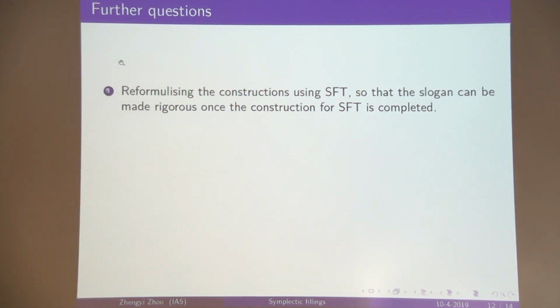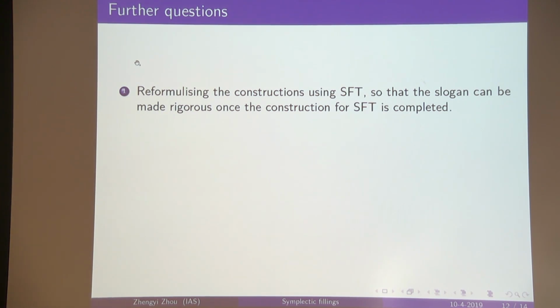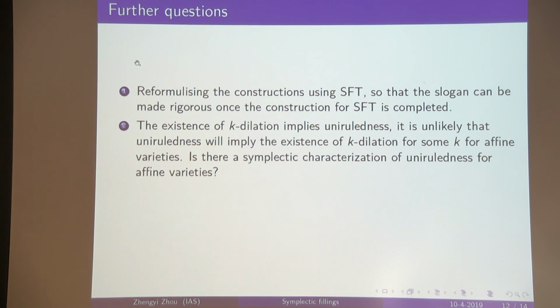I'm using the easy technique called symplectic homology, but if you use SFT, potentially you can get a much stronger result. So that is after the SFT is complete. The second thing is that the existence of K-dilation implies uniruledness, meaning that passing through every point you have a holomorphic curve. But it's very unlikely that uniruledness will imply the existence of K-dilation. But as shown by Mark McLean, uniruledness for an affine variety is actually a symplectic notion. So I'm wondering if there is a characterization of uniruledness of affine varieties using Floer theory.